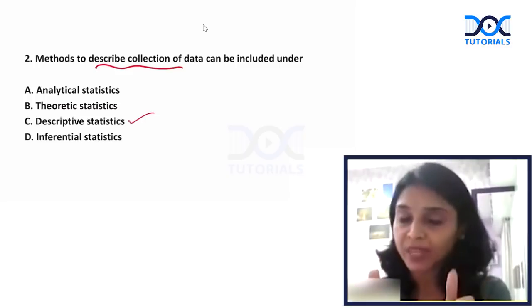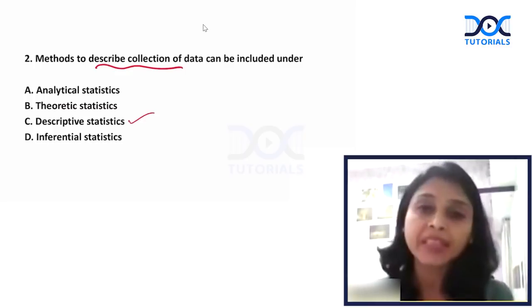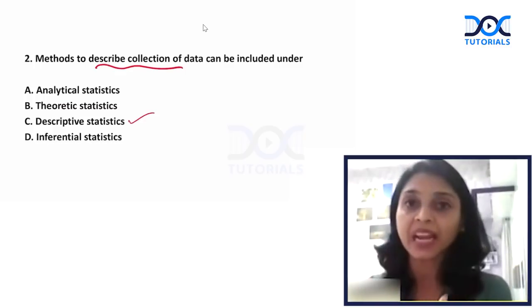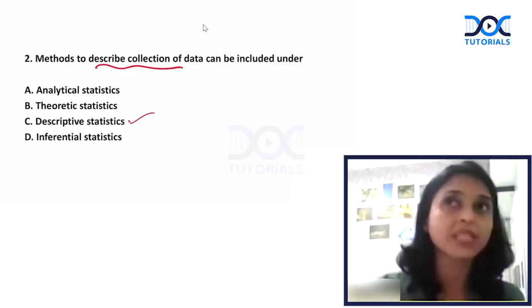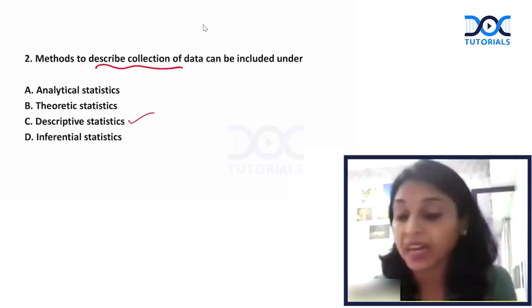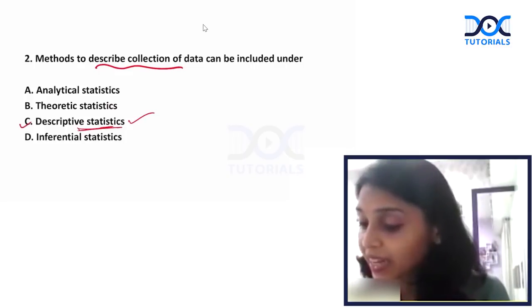Descriptive means, first question. As the name indicates, you are describing the data. For example, you took a sample of 100 COVID patients and you are simply describing, like 40% were females, 60% were males, 20% were elderly. Likewise, you are simply describing. That is descriptive statistics, which is the correct answer here.